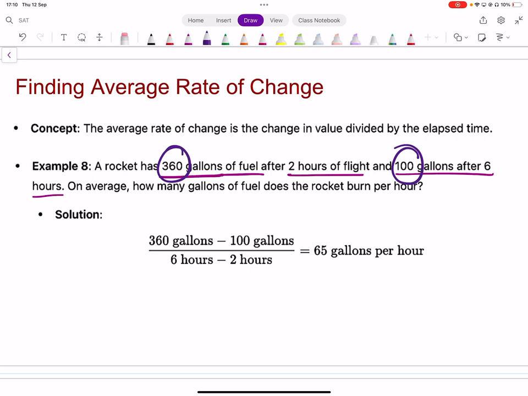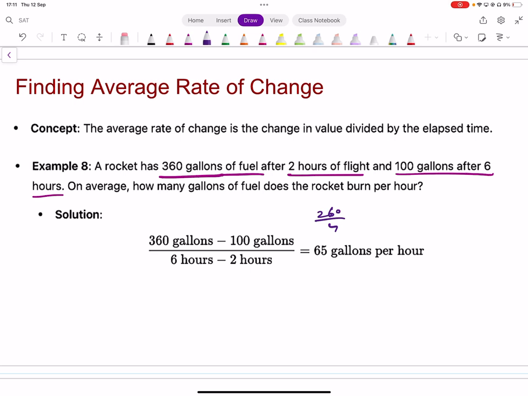360 minus 100, that's the number of gallons used. That's what your numerator is. How much time has passed? 2 hours to 6 hours. What's the time duration? 6 minus 2, 4 hours. So you have used 260 gallons in 4 hours. What's the rate? That's 65 gallons per hour.